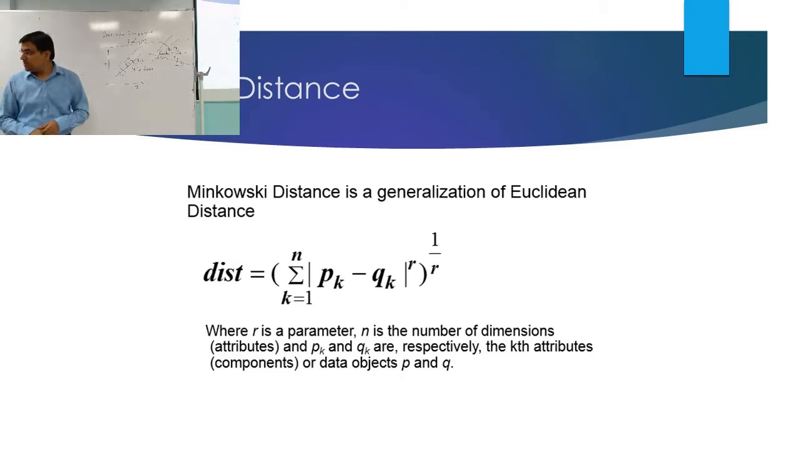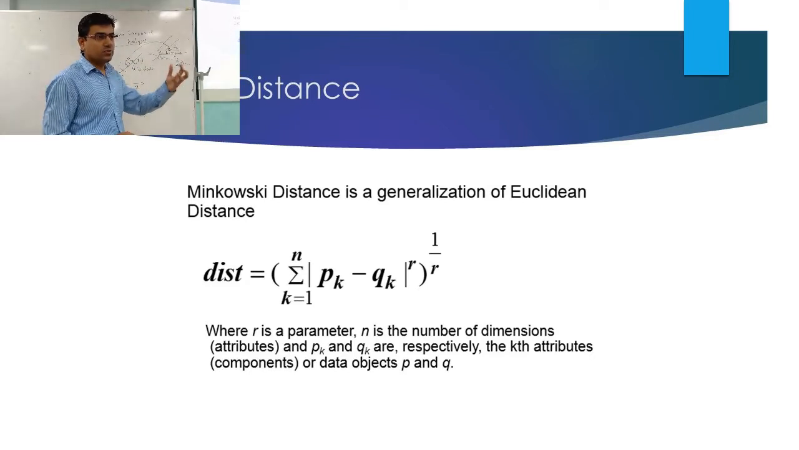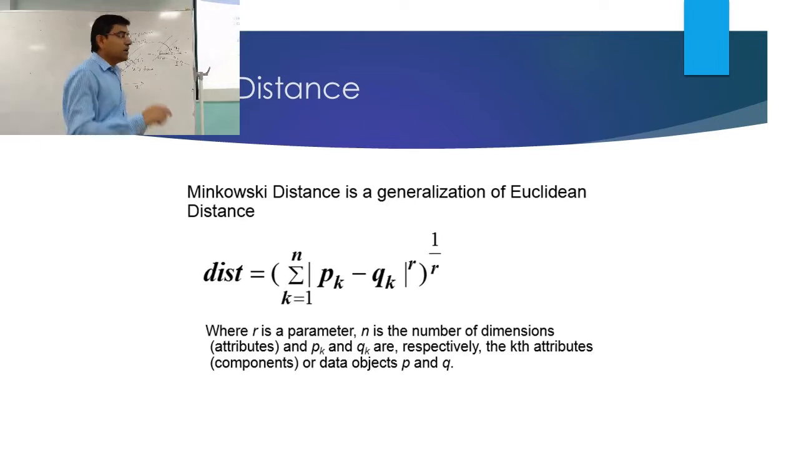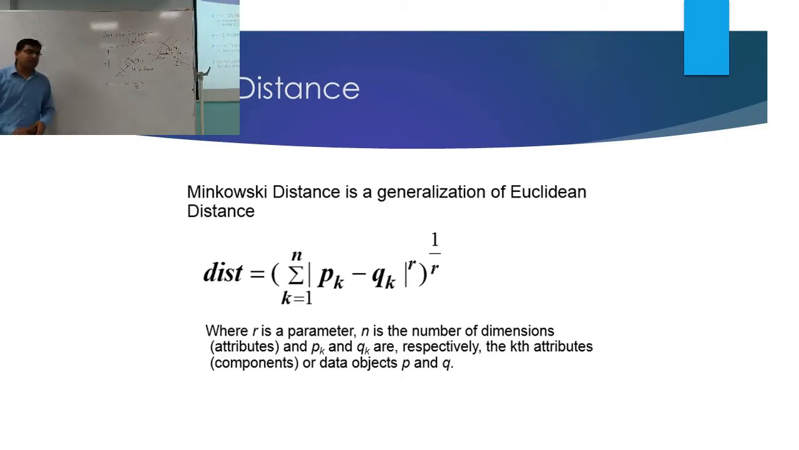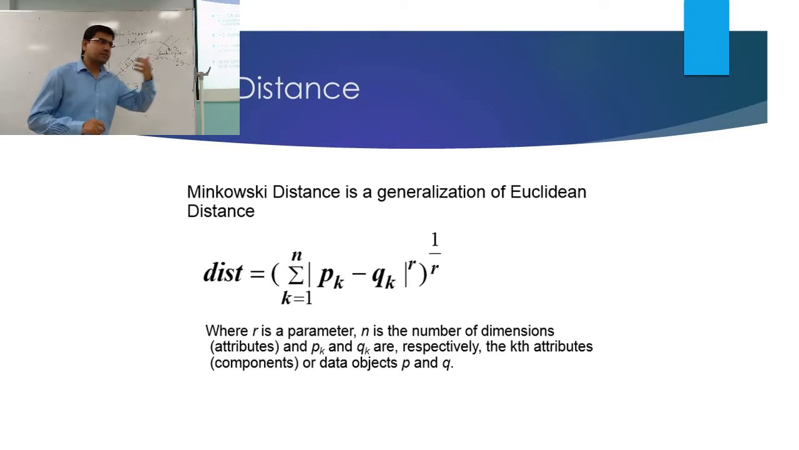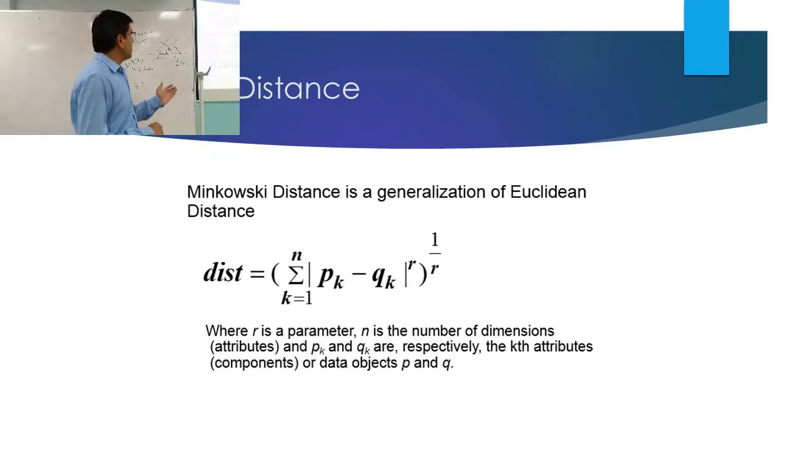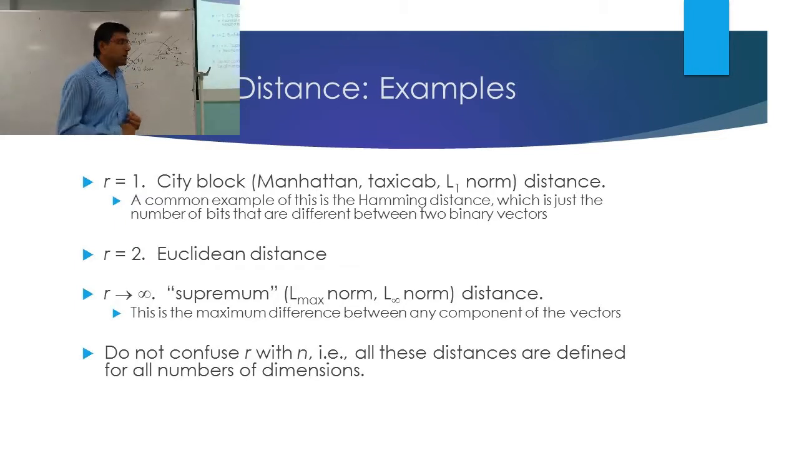Minkowski is a general form of the Euclidean distance. Rather than having a square root, a root of 2, the generalized version is called Minkowski. The R is used in this formula to decide the parameter. With changing R, we will get different equations. If R equals 1, you will get the city block, Manhattan distance measure. If R equals 2, you will get Euclidean distance.